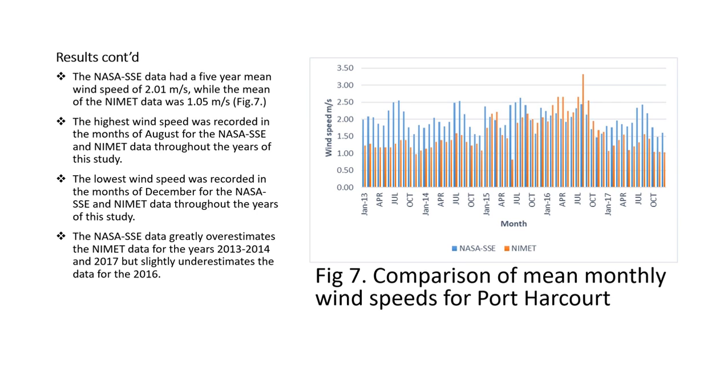The highest wind speed was recorded in the month of August for the NASA-SSE data and the NIMET data throughout the years of the study. The lowest wind speed was recorded in the month of December for the NASA-SSE and the NIMET data throughout the years of the study. The NASA-SSE data greatly overestimates the NIMET data for the years 2013 to 2014 and 2017, but slightly underestimates the data for 2016.